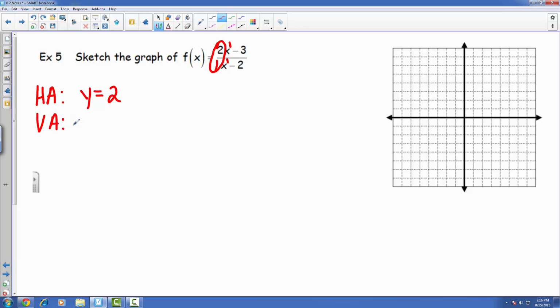Now when we're talking about our VA, it still follows that same scenario where you just set the bottom not equal to 0. So we have this x minus 2 not equal to 0, and then just solve for that. If we add 2 to both sides, we end up with x is not equal to positive 2 for that VA. Now if we go ahead and graph these, we have 2 as our horizontal asymptote, and then x is not equal to 2 as our VA.